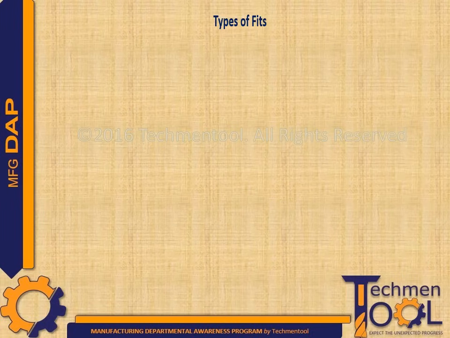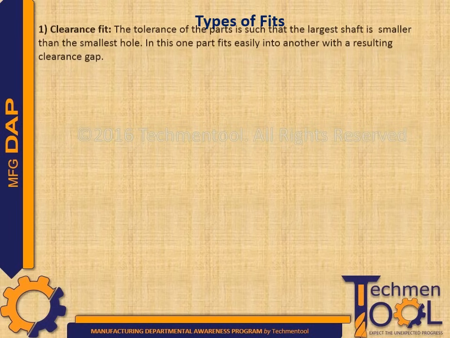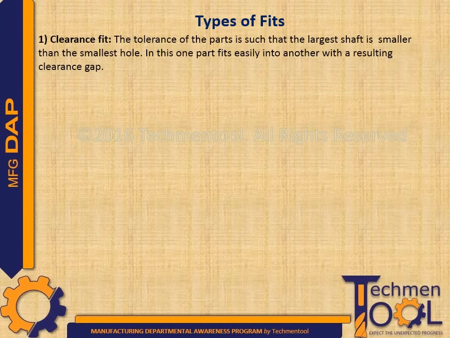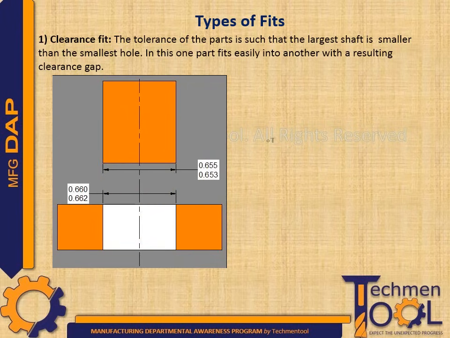Let us discuss different types of fits. Clearance fit. The tolerance of the parts is such that the largest shaft is smaller than the smallest hole. In this, one part fits easily into another with a resulting clearance gap.